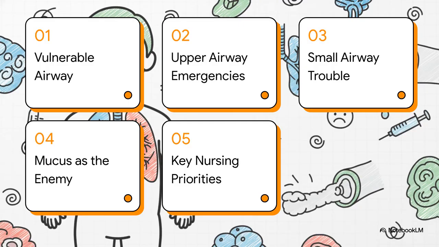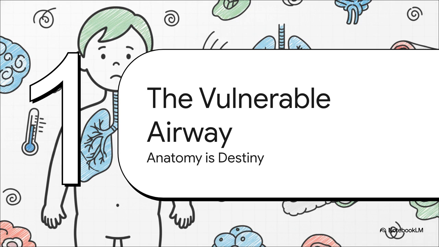Okay, so here's our game plan. We're going to start with that vulnerable airway anatomy. Then we'll head into the upper airway to look at two major emergencies side by side. From there, we'll journey down into the smaller airways. Then we'll tackle a disease where mucus is basically the main villain, and we'll wrap it all up with the absolute must-know clinical priorities.